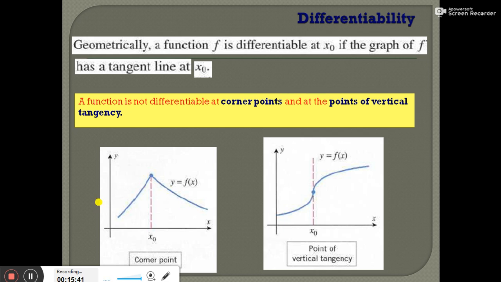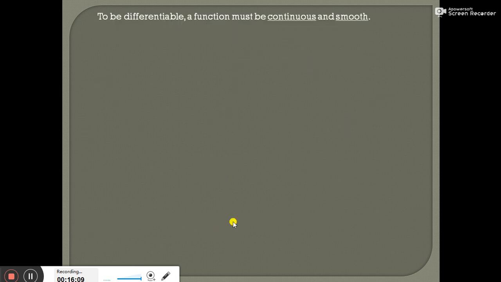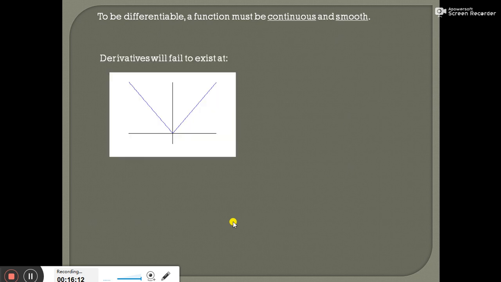We have done the example for mod of x earlier. Now, how can a derivative fail to exist? At a corner point, at a vertical tangent, and for a discontinuous function. If a function is discontinuous, then it is not differentiable. That means the derivative does not exist. Now, three examples for which the functions are continuous. To be differentiable, a function must be continuous. The derivative fails to exist for f(x) equal to mod of x.